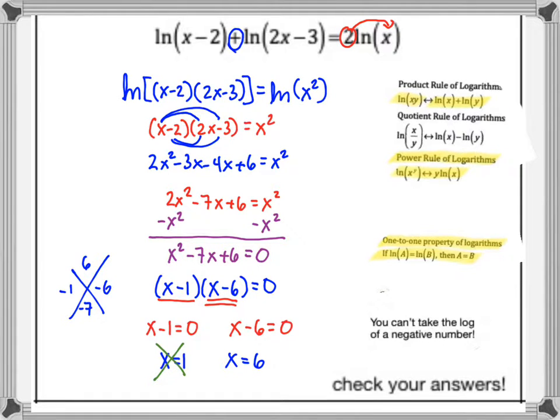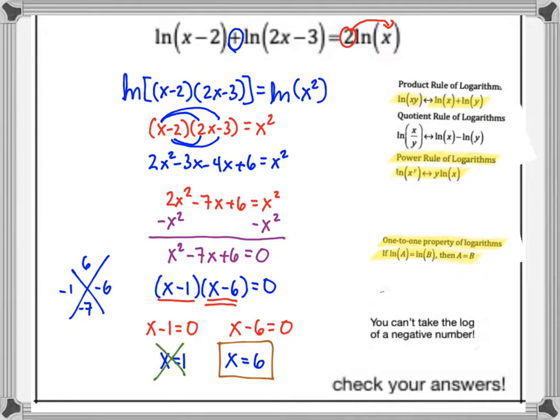So when I try the 6 right here, 6 minus 2, that's positive. That's going to be 12 minus 3, that's positive, and the 6 is positive. So it looks like my only solution is going to be x equals 6. Okay, so you've got to plug it in and see if it's going to give you a negative number. If it is, you have to get rid of it.